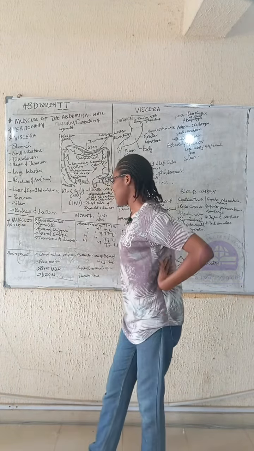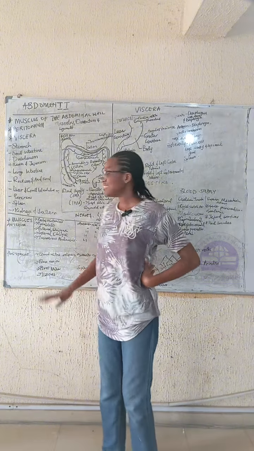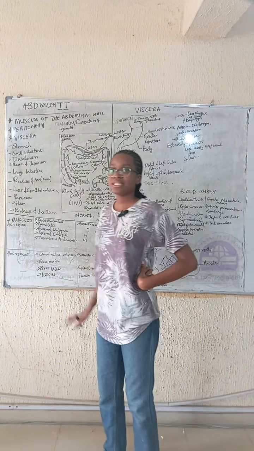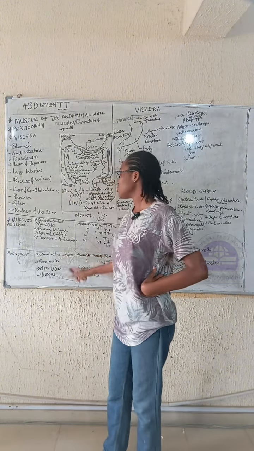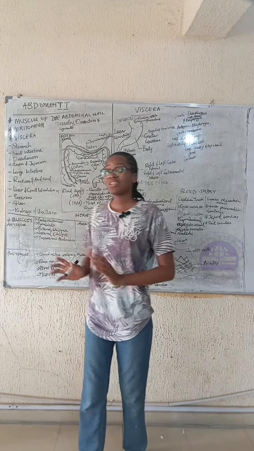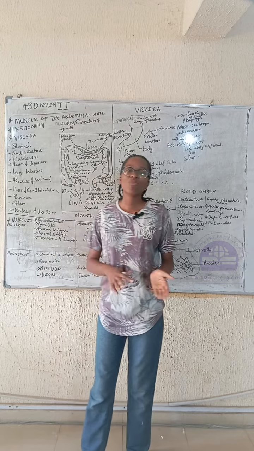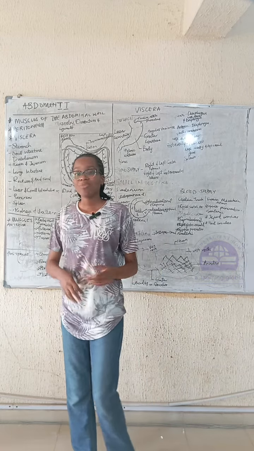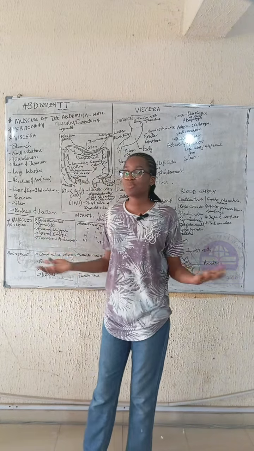So let's look at the posterior abdominal wall. In the posterior abdominal wall, the intrinsic muscles that are related to the abdominal wall are quadratus lumborum, psoas major, psoas minor, and iliacus. So it doesn't mean that there are no other muscles here, but these muscles are more or less extrinsic muscles that we call muscles of the back, like erector spinae and the rest.